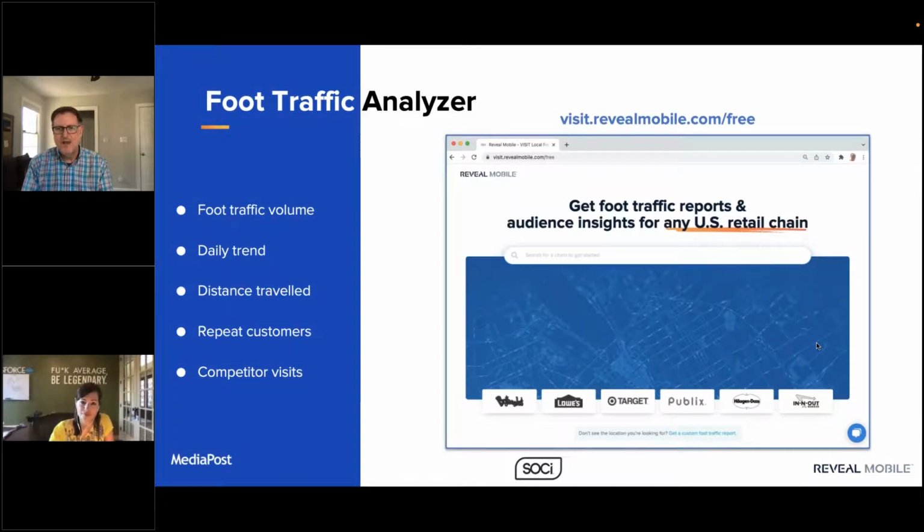Visit.revealmobile.com/free. Just make a note of that. And come and search your own franchise, search your own chain. And it's a type ahead. So if you start typing pizza, you'll get Pizza Hut, you'll get Pizza Bingo, you'll get all the pizza places in the country. And what do you get in your report? Well, you get foot traffic volume, you get daily trends, you get the distance traveled to your location from either a home or a workplace. You see the proportion of repeat customers, you're going to see competitive intelligence.